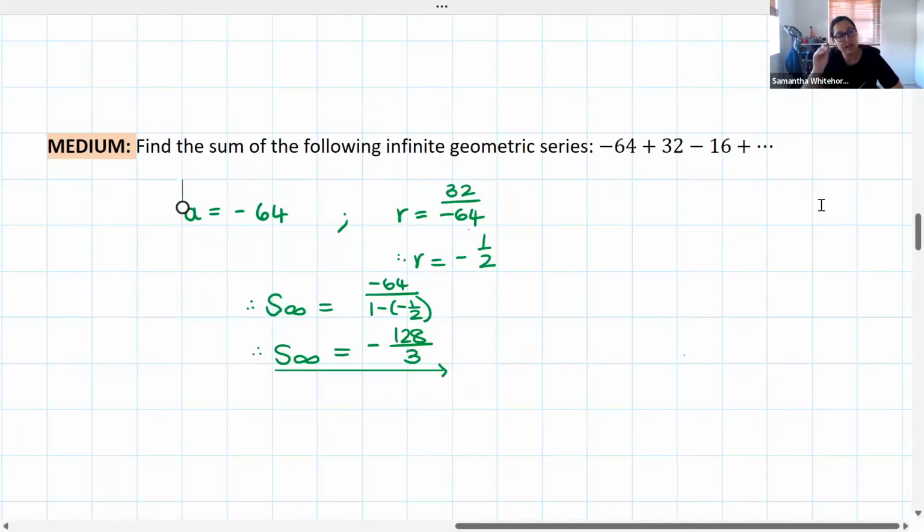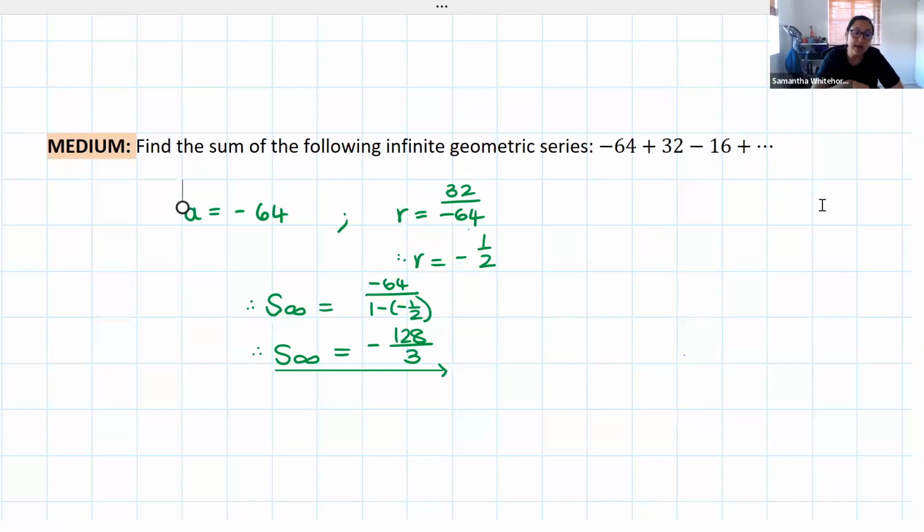If we now take the slightly harder one, now guys, this is only slightly harder because of the negative, positive, negative, positive. I explained this on Monday, that this always happens when our R value is negative, because you're timesing term 1 by a negative, so it becomes positive. That positive term by negative, so the next one's negative, and so it keeps alternating signs, and that's how we know R is negative. So in this case, R is equal to -1/2. When we substitute that into our sum to infinity, we get -128/3.